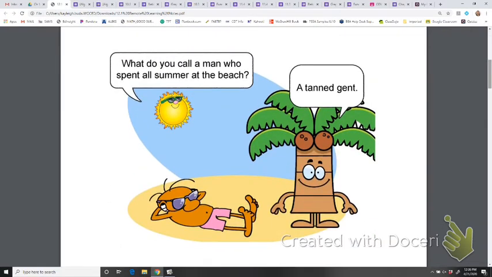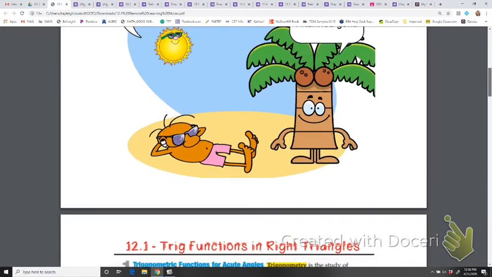This is just a little trig humor. What do you call a man who spent all summer at the beach? A tangent, since one of the trig functions is tangent. So just a little funny to start the chapter.